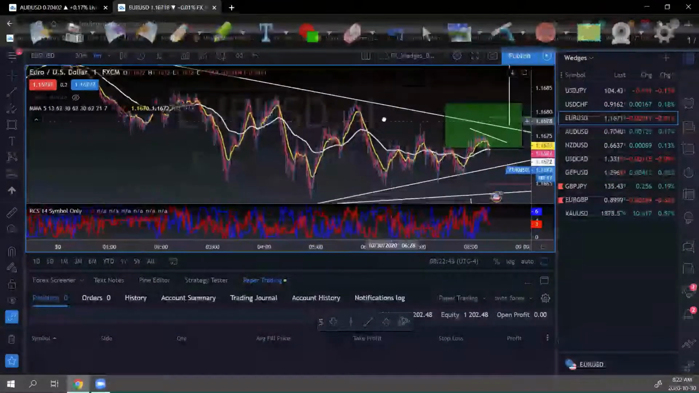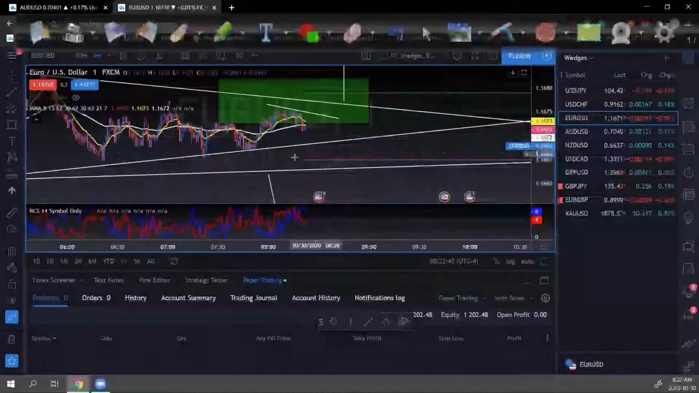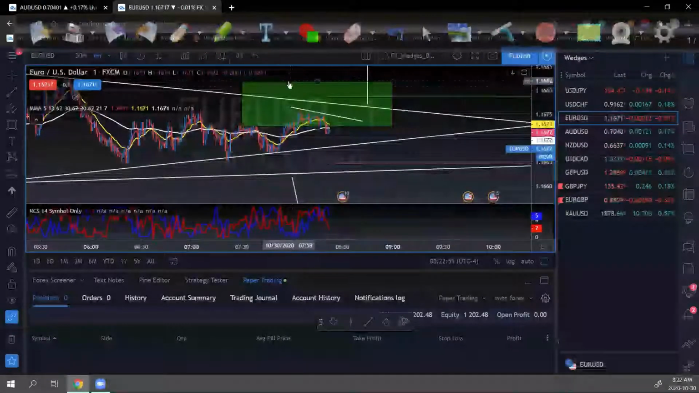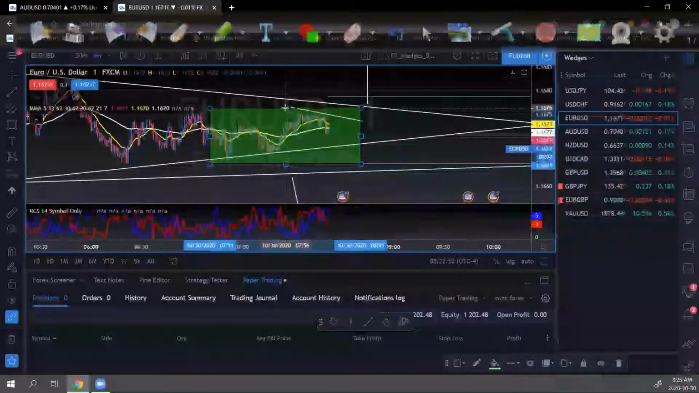Actually, I've drawn a box. And it's towards the top of the box, but just past the halfway mark. So it's just there. It's forming another little wedge as well on the 5.